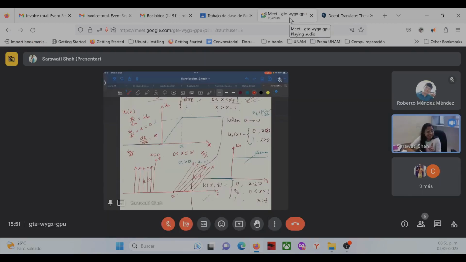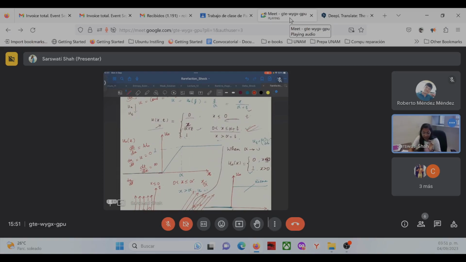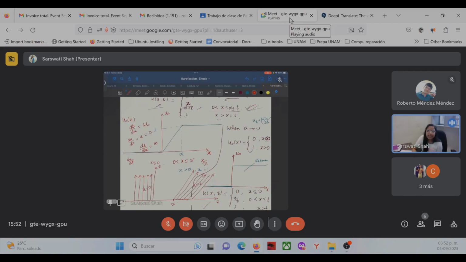So next, we are left with x over alpha plus t, when x is lying between 0 to alpha plus t. So at alpha equals 0, this is x over t, and when it is increasing, you can plot it, it will be increasing, like now we have different slopes, but they will not intersect because they are expanding in the region.